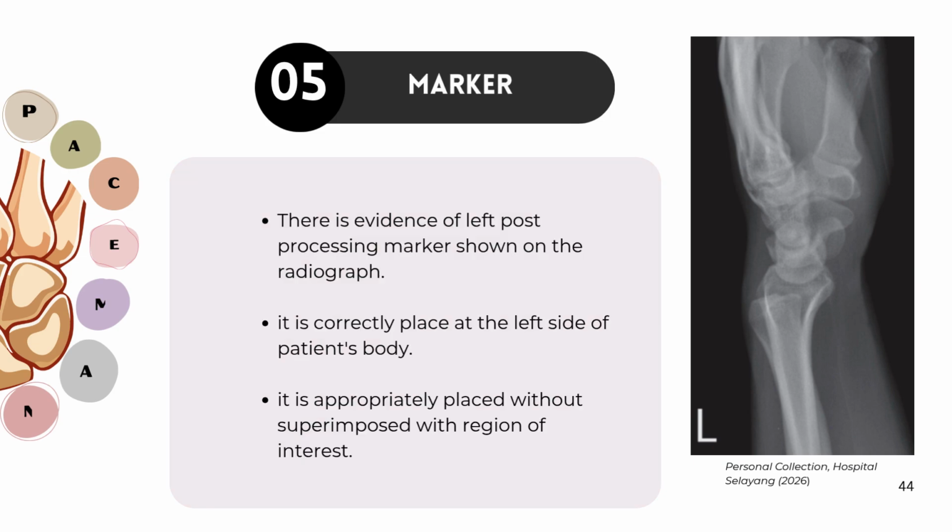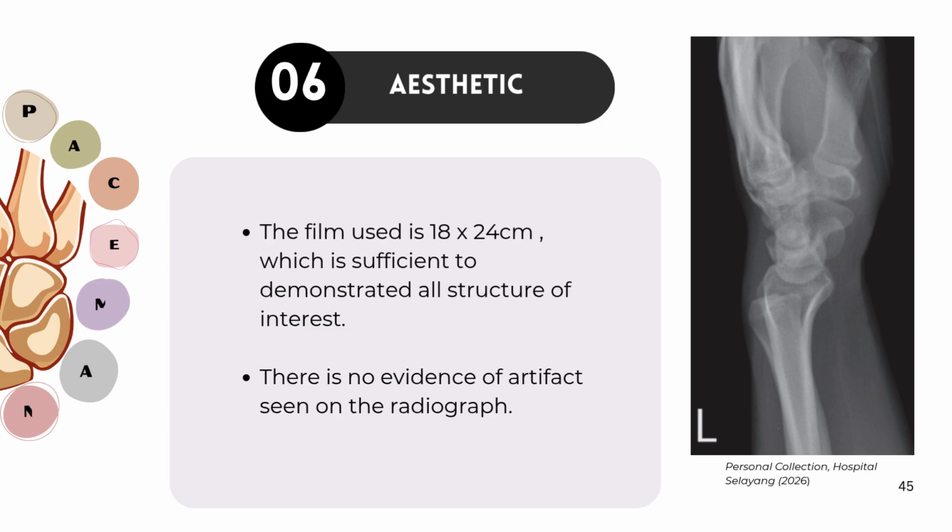There is evidence of a left post-processing marker shown on the radiograph. It is correctly placed at the left side of the patient's body. It is appropriately placed without being superimposed on the region of interest. For the aesthetic value, the film used is 18 by 24 cm, which is sufficient to demonstrate all structures of interest. There is no evidence of artifact seen on the radiograph.